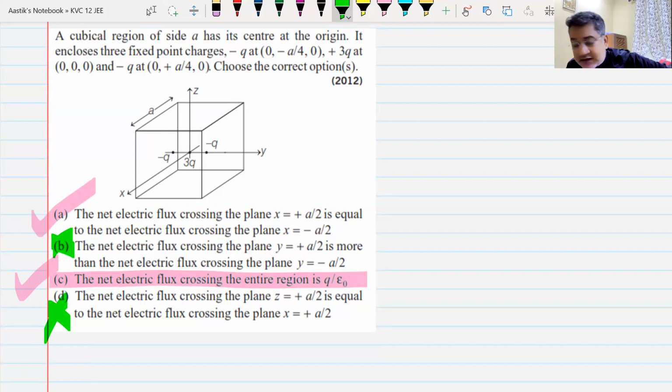So these are the answers. A and C are the correct options. Do we understand this? Yes or no? This is gone. This is gone.